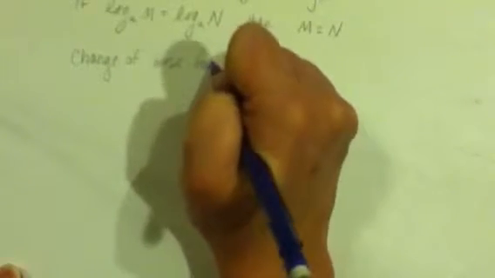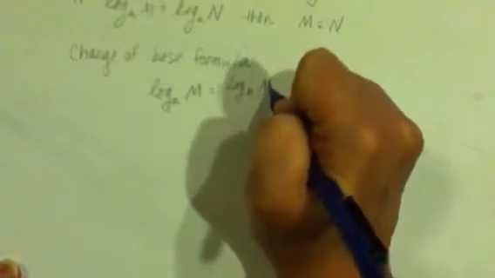Okay? Now the last property I'm going to teach you is called the change of base formula. You're going to want to learn this one. This allows you to take a logarithm with any base and change it to a base 10 or a base e so that you can solve it or graph it or whatever you need to do with it that you need to actually use a calculator for.